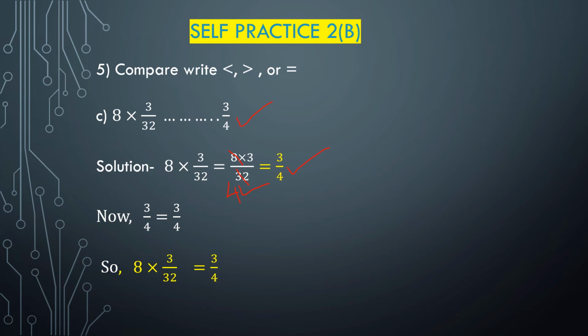Now we compare this value 3/4 with the RHS 3/4. 3/4 is equal to 3/4. So we can write that 8 multiplied by 3/32 is equal to 3/4.